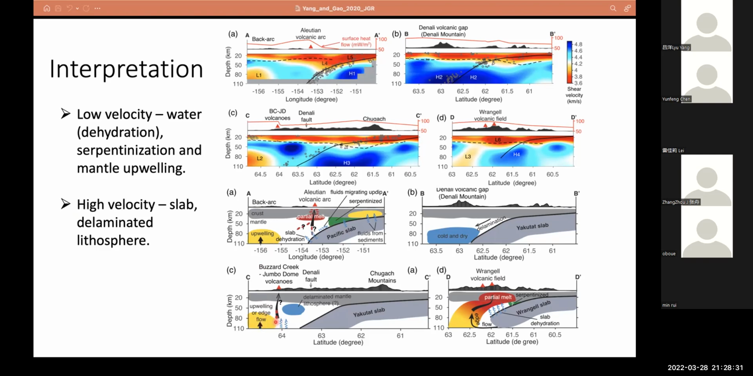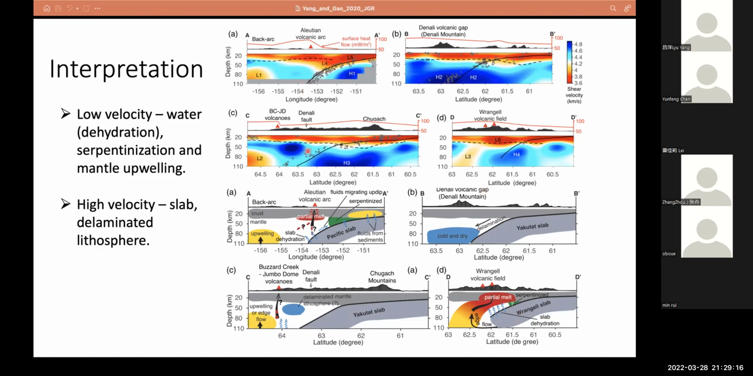So it's not like A prime, where the magma is coming from the subducting slab, or the fluid from the slab dehydration. And for the DD prime, the Wrangell volcanic field, the magma is actually coming from two sources. One is similar to A prime, due to the fluid dehydration from the downgoing slab. And another part is from the mantle upwelling. As you can see, there is a low velocity anomaly going all the way from the bottom of the velocity model and connected to the volcanic field.